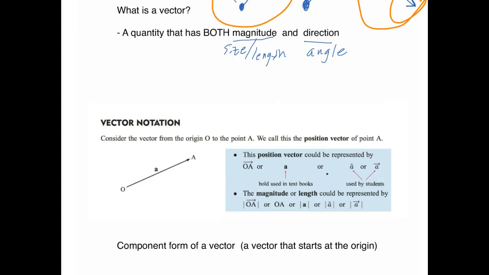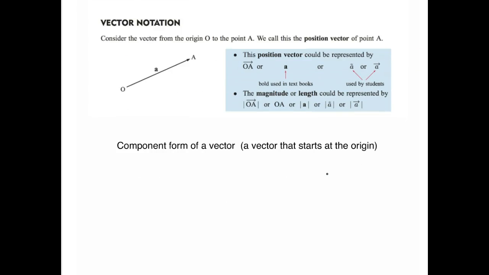Now let's talk about vector notation and component form of a vector. So here's our vector. You kind of want to think about it like an arrow, where here's the tail, and here's the tip. So when you write a vector, you can write using the two endpoints right there. Where you start is the first letter you put down, and where you end is the second letter. So this would be vector OA.